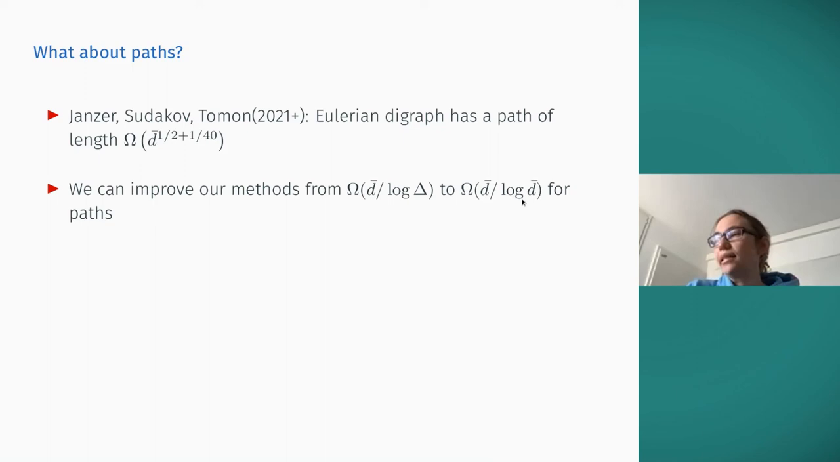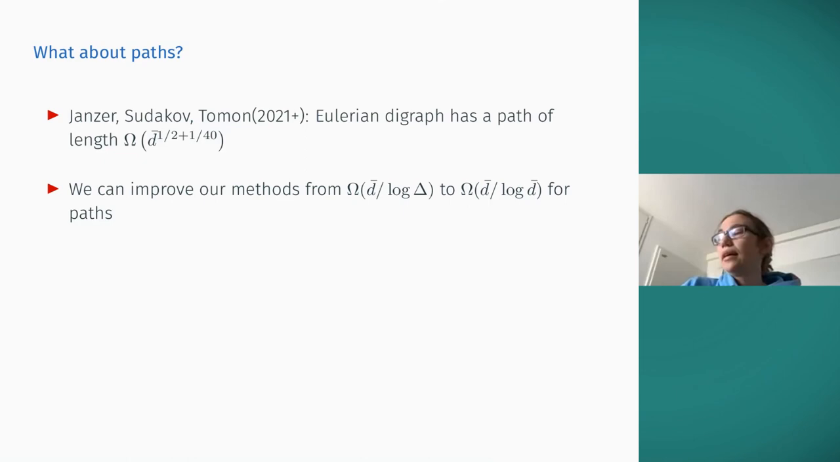If you pay really close attention, you notice that this log delta does not come from the decomposition step. It only comes from the cycle finding step. The decomposition step in this paper will basically stay the same, because there we have this log average degree anyway. But the log delta comes from the fact that we need this log delta average degree, min degree, for finding the cycles.